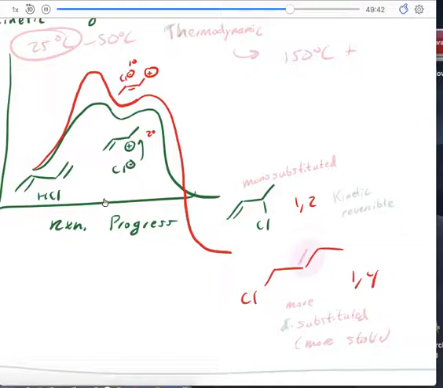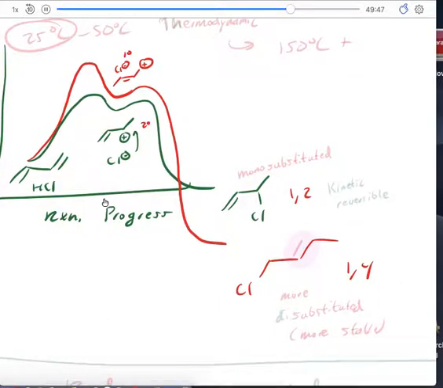Which one is more stable overall? No, that's not the question. You can see which one is more stable overall, but why is the thermodynamic product more stable? Yeah? More substituted. And hence more stable. And this is only monosubstituted. What? Mono means one.